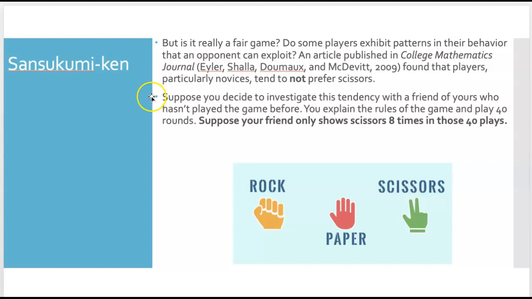So we're going to test this out. What if we played this game with a friend of ours who hasn't played the game before, and we play 40 times? We're doing rock, paper, scissors, shoot, 40 times, and our friend picks scissors 8 times in those 40 plays.